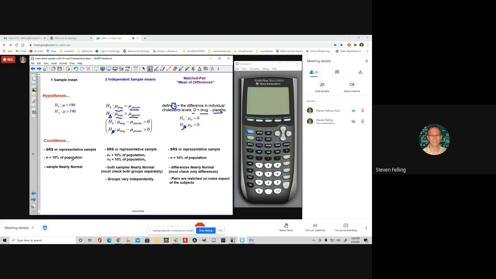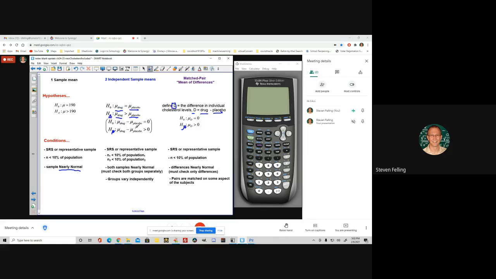When we do the conditions, they're slightly different as well, right? We know that for chapter 23 type problem before spring break, right, we have to know the sample was an SRS or representative. We had to know the sample was less than 10% of the one population. And we had to determine that the sample was nearly normal by looking at a histogram of the data, right? Or having a sample size that was larger than 30 so that we could guarantee that it would be normal.